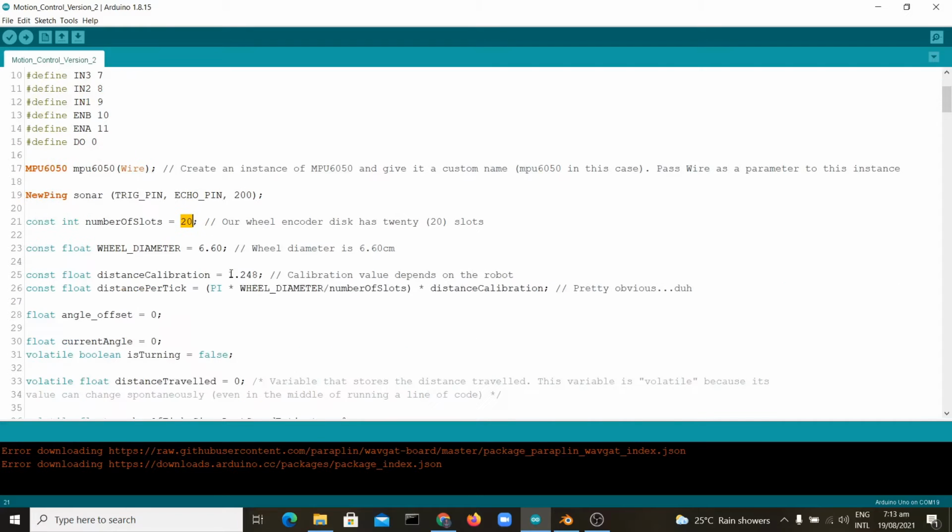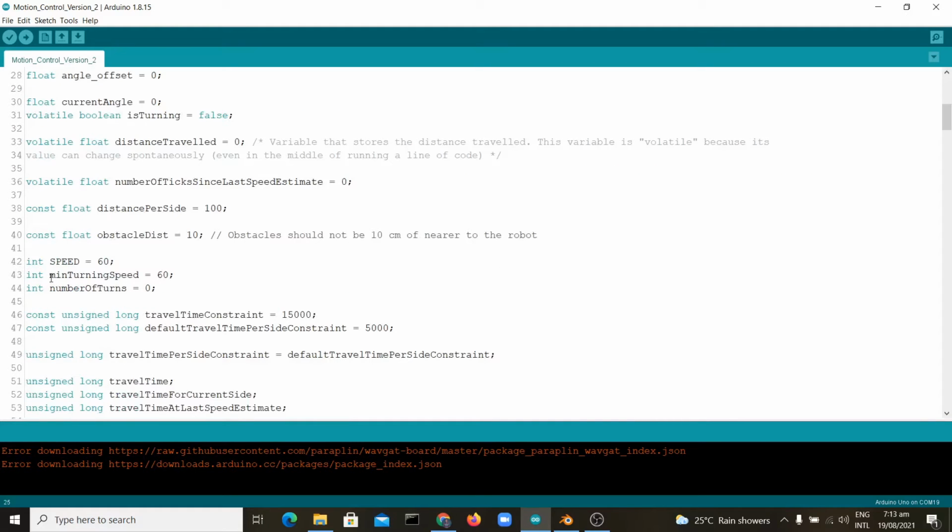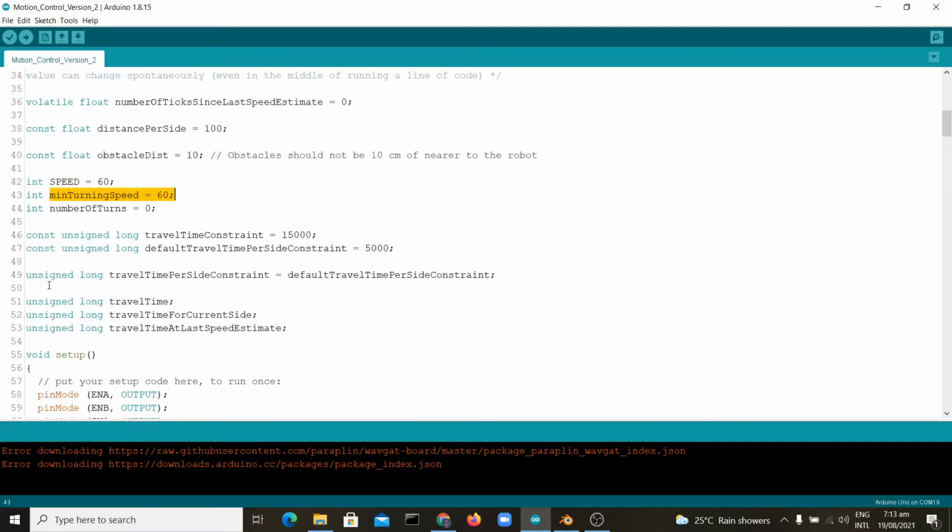I also have a calibration value. This value is specific to my robot, and I multiply it with the distance per tick. So when I tell my robot to move 1 meter, it actually moves 1 meter, not less than 1 meter, not more than 1 meter. Everything else is pretty standard. I have a minimum turning speed, for when I'm turning left or right. This is the minimum speed at which you turn, and it could go as high as maybe 70 something, depending on the angle it has to turn.